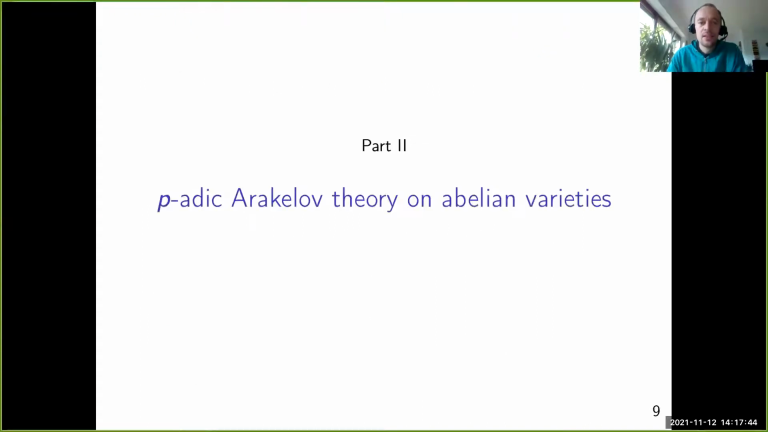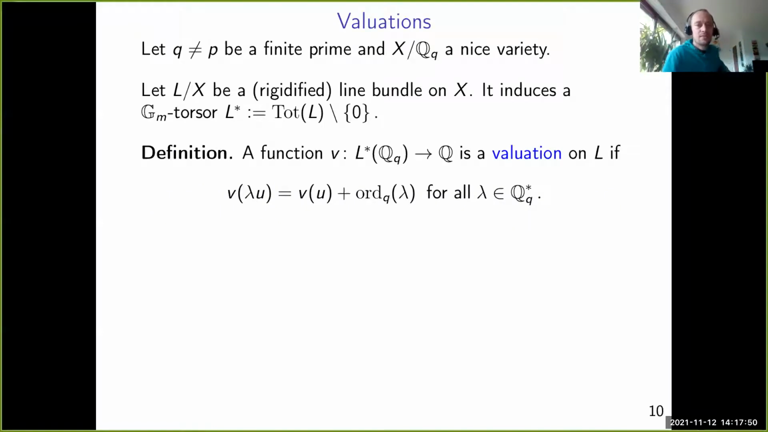All right, P-adic Arakelov non-abelian varieties, starting with the easy bits. For now, Q is going to be a finite prime not equal to P, and X is going to be a nice variety over QQ. Again, you can do things much more generally. I'll let L be a line bundle on X, and in the back of my mind, I'll rigidify it. I won't really spell this out because I want to keep the exposition somewhat simple. But we'll see when we talk about abelian varieties why this is actually important. All right, and so this line bundle induces a GM torsor, which I'm going to denote by L star, and that's just the total space without the zero section.